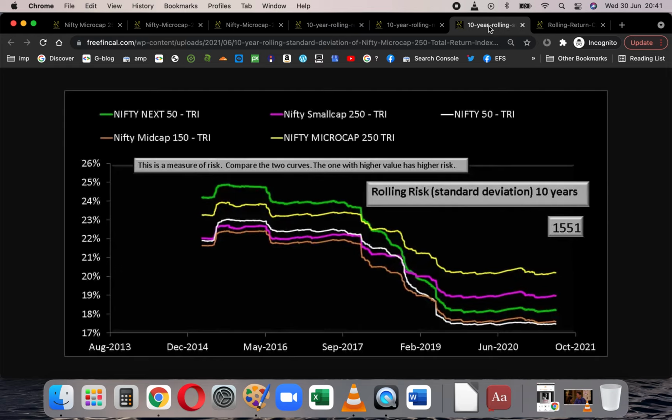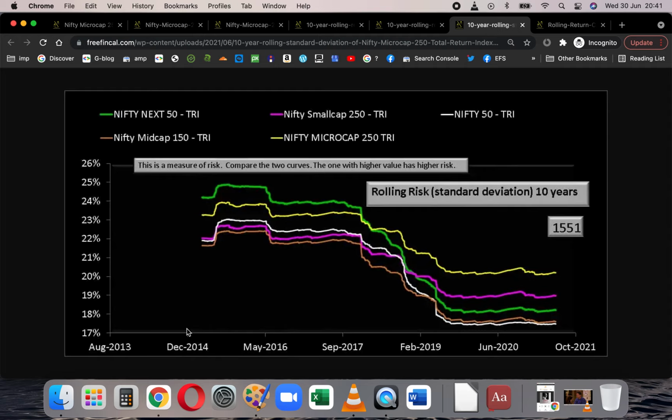And what is probably a revelation to me is when you compare the standard deviation, that is, this is a measure of the rolling volatility. I am taking a 10-year period, I'm taking monthly returns, and I'm calculating how much the monthly returns are fluctuating and calculating the standard deviation based on that. So higher the line, higher is the volatility.